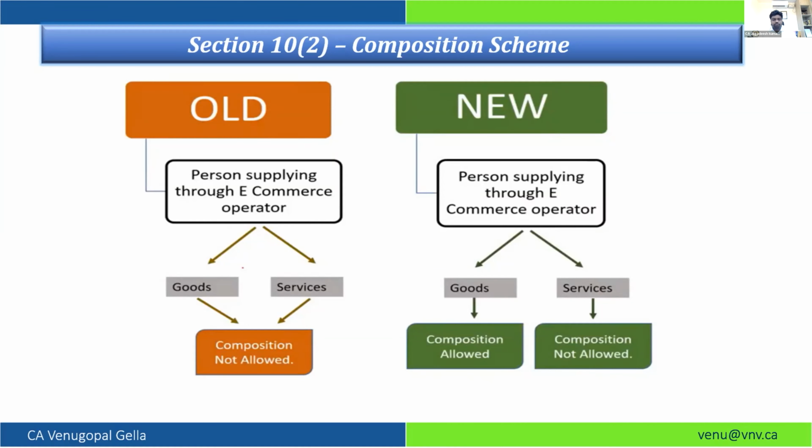Here I would like to add one more point: section 10 subsection 2 restricts the supplier of goods who is making interstate supplies. So any taxpayer who is making interstate supplies is not allowed to opt for the composition scheme. Even if he supplies goods through the e-commerce operator, he is still not allowed to opt for the composition scheme. So the sum and substance is that he can opt for the composition scheme only if he does not make interstate supplies through the e-commerce operator.